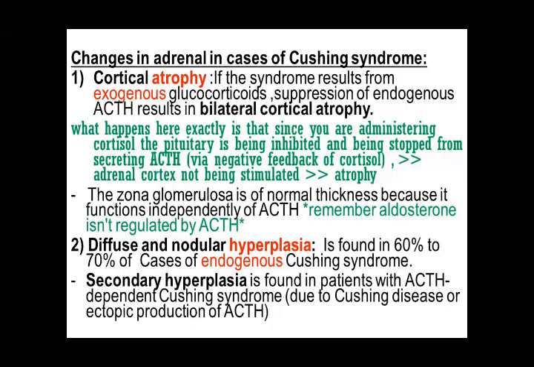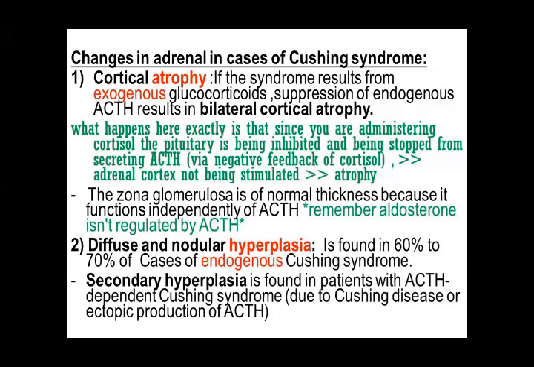The zona glomerulosa is of normal thickness because its function is independent of ACTH, and aldosterone is not regulated by ACTH. I told you that the cortex is producing three hormones: aldosterone, cortisol, and androgens. So aldosterone is not under the control of ACTH. It is the cortisol hormone which is under the control of ACTH. So diffuse and nodular hyperplasia could be there, found in 60% to 70% of the cases.